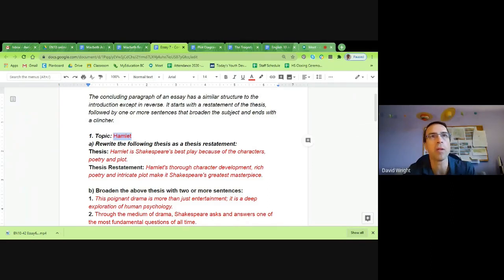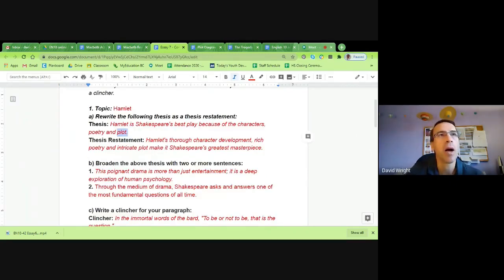So rewrite the following thesis as a thesis restatement. Here's the original thesis, the one I would be giving to you. Hamlet is Shakespeare's best play because of the characters, poetry, and plot. Notice how these three things are parallel: characters, poetry, and plot. And we can't mess with those things. We could use synonyms for them, but we have to make sure they're all the same structure. These are three nouns.